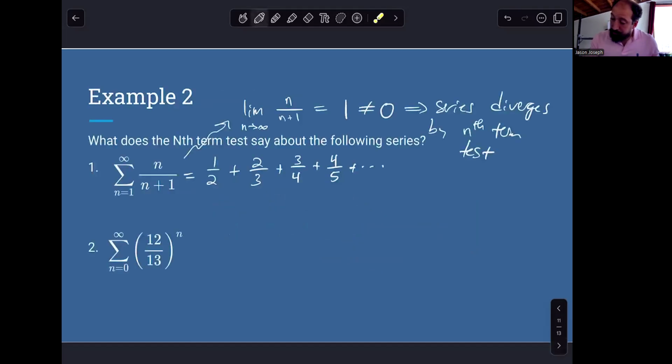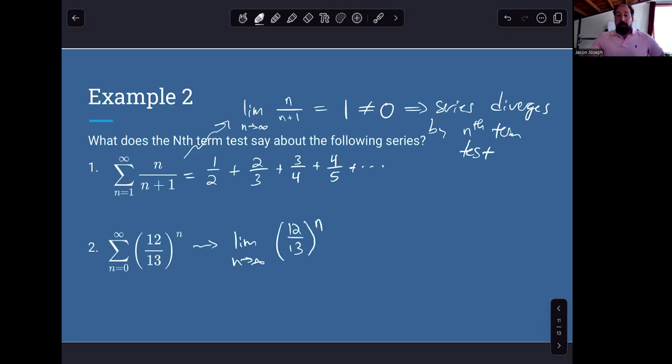Okay, example 2. This is a geometric series, right? r is 12/13, which is less than 1. So I know by the geometric series test that this converges. However, that's not the question we were asked. We were asked, what does the nth term test say? So I have to try the nth term test. So I take the limit as n approaches infinity of (12/13)^n.